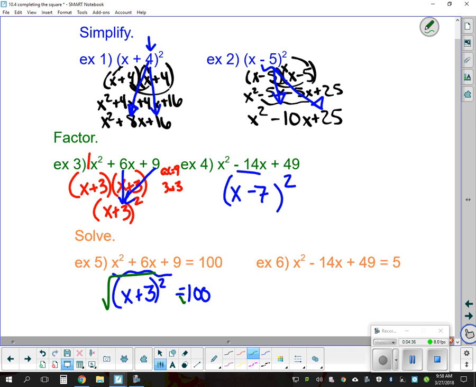But whatever you do to one side, you do to the other side. So the square root and the square are going to cancel, and so you just have x plus 3, and the square root of 100 is 10. But you have to keep in mind that when you put a square root into the problem, a plus or minus sign goes in front there. So we actually have plus or minus 10.